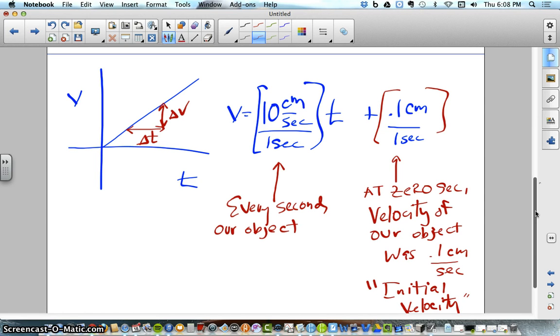So every second, for example, our object changes velocity by 10 centimeters per second. And the units work because I have seconds here, seconds here. So every second, that takes care of that seconds. Our object changes velocity by 10 centimeters per second, and that accounts for those units.